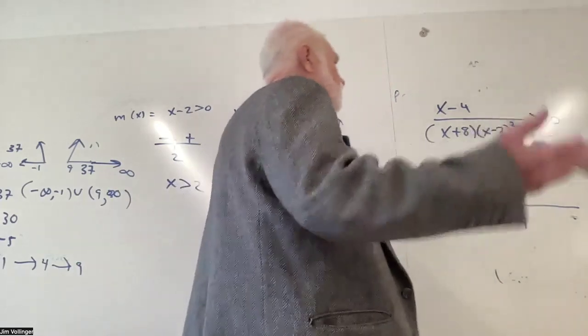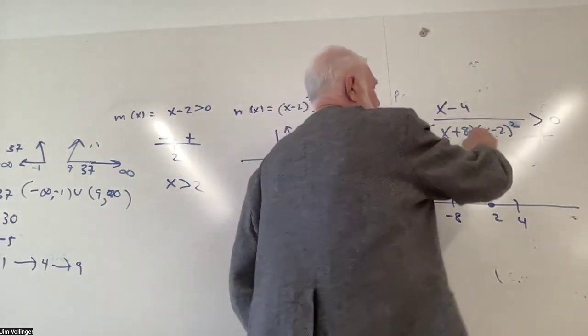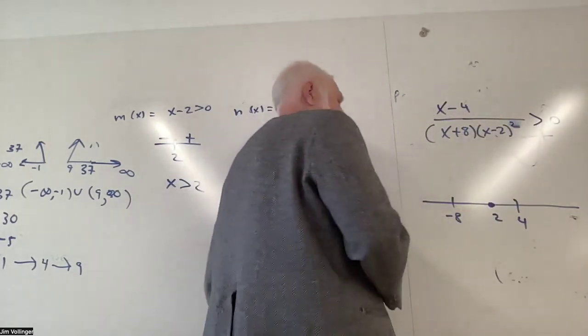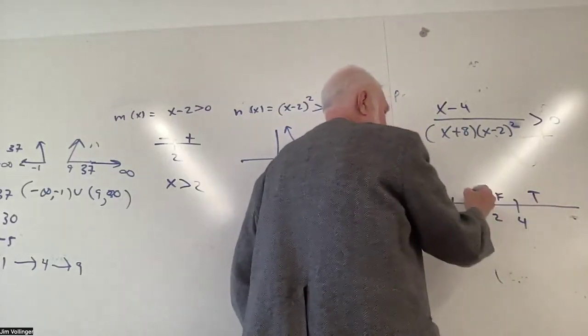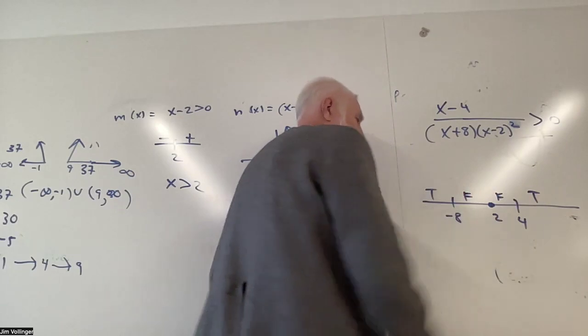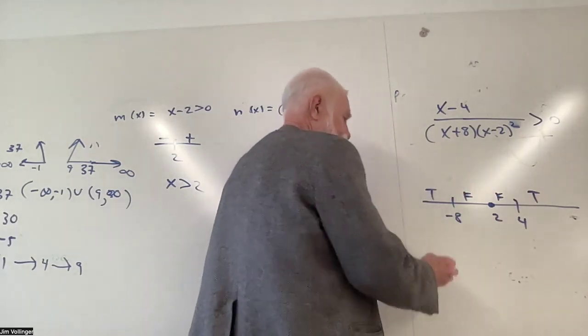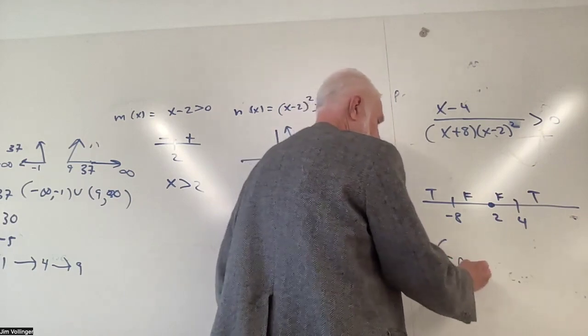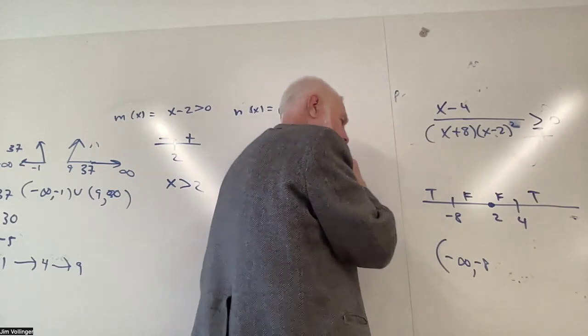All right, pick a number bigger than 4. 1,000,000. 1,000,000 minus 4, 1,000,000 plus 8, 1,000,000 minus 2 squared. By golly, I think that's true. I'm suggesting that we're going to get false, false, true. I'm suggesting that our answer here is negative infinity to -8. Let's make this or equal to. Let me make it or equal to.